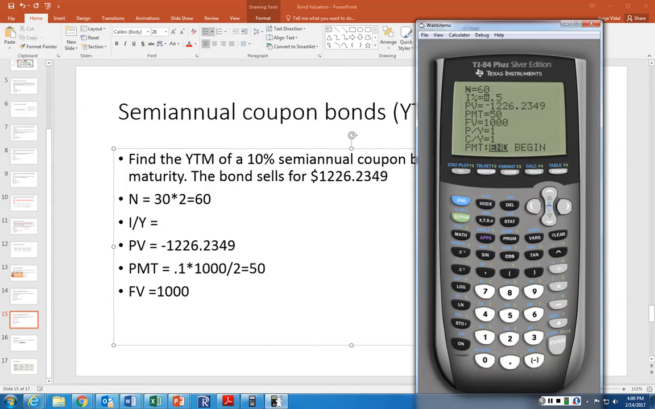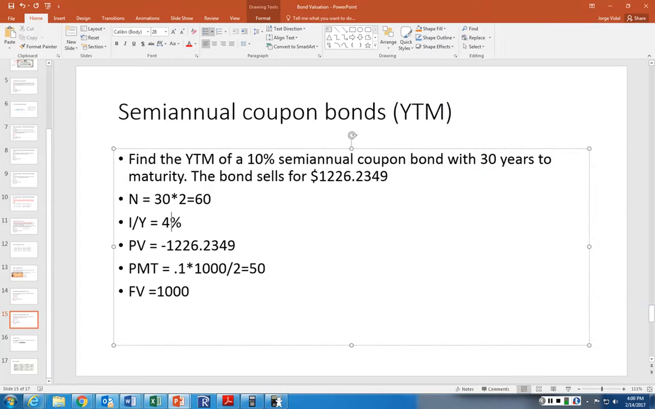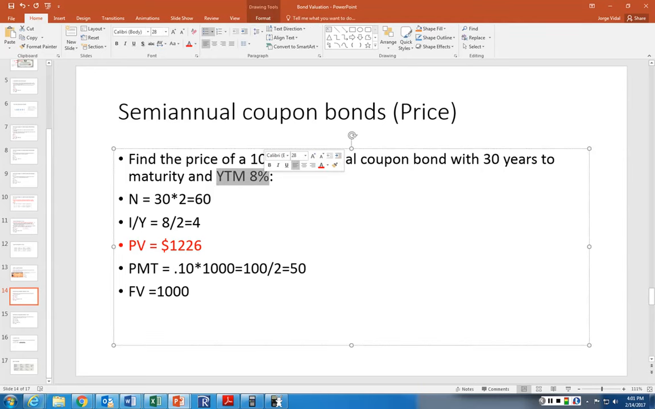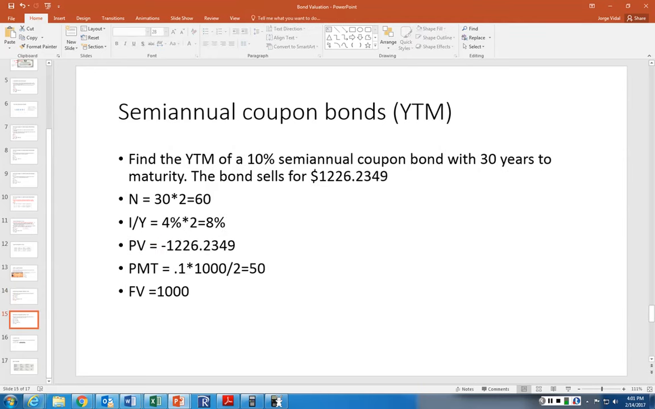So I% equals 3.999999%, which means 4. So this equals 4%. But this is a semi-annual bond, so that's 4% semi-annually. So when you do YTMs on a semi-annual coupon bond, you have to multiply the YTM in the calculator by 2, which equals 8%, the same number we had in the bond when I was giving you the YTM and asking you for the price. So be careful with semi-annuals. You have to multiply the YTM by 2.